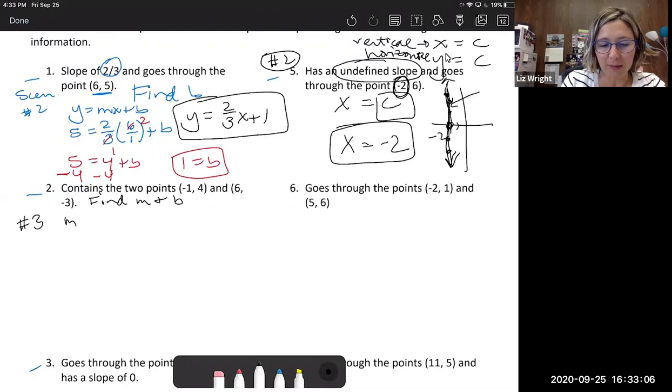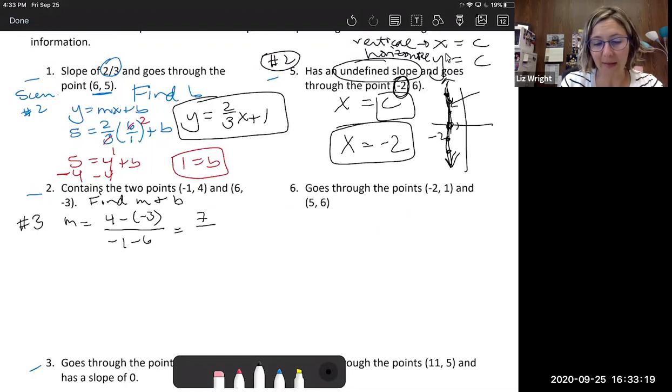So my slope is going to be 4 minus -3, over -1 minus 6. So that's going to end up being 4 plus 3, which is going to give me 7. And then -1 minus 6 is -7, which is going to give me -1 for my slope. Now pick whichever ordered pair you want.